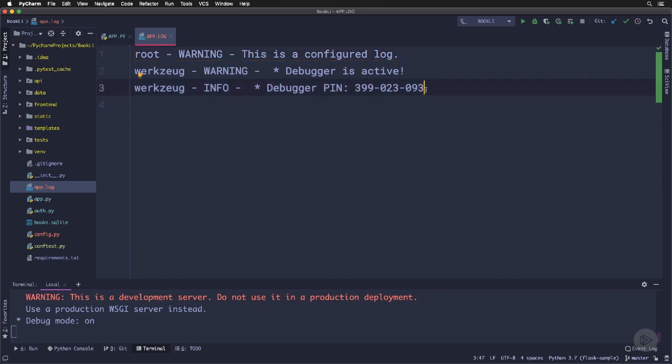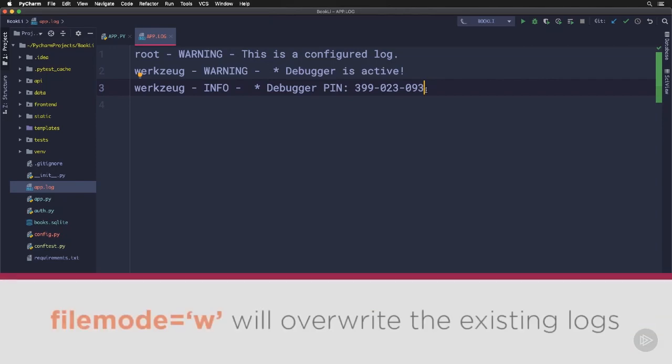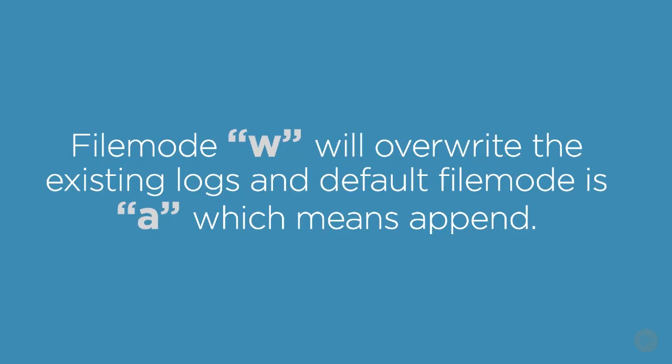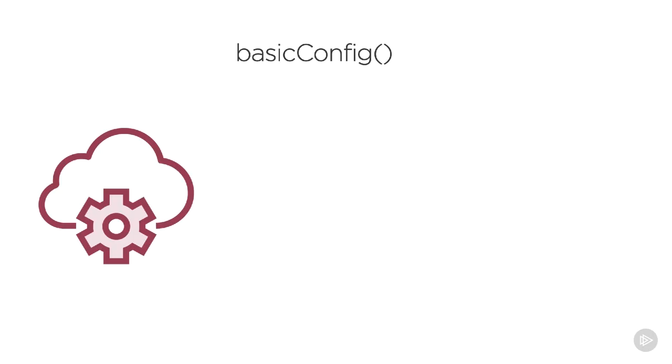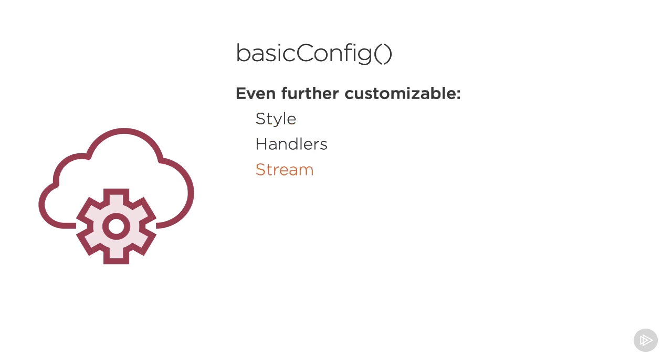Keep in mind that if we set the file mode to W, which means the log file is opened in write mode each time basicConfig is called, and each run of the program will rewrite the file. The default configuration for file mode is A, which is append. You can customize the root logger even further by using more parameters for basicConfig, like style, handlers, stream, etc. We will talk about them later.